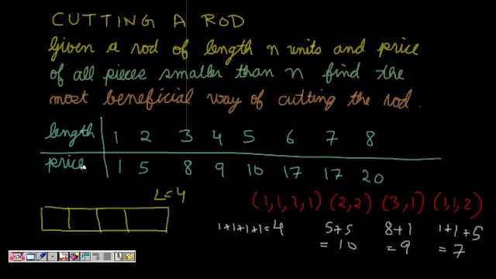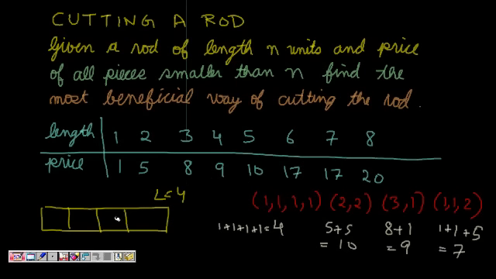So we are given a rod of any integral length n units, and we know the price of all smaller pieces of the length. That means I can cut it into size 1, size 2, size 3, 4, etc., and I can even leave the rod whole. I am given the prices of all such pieces.